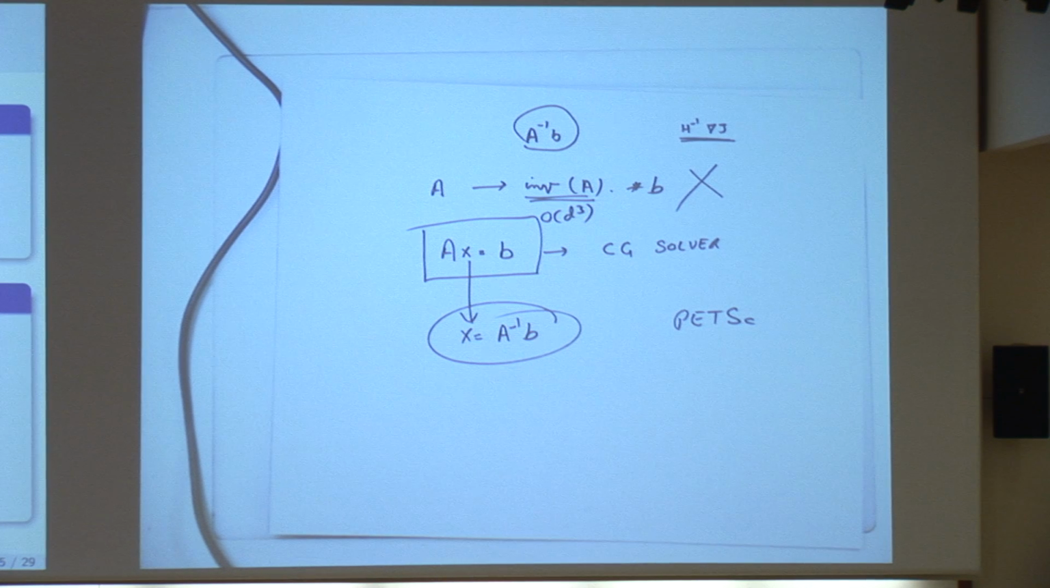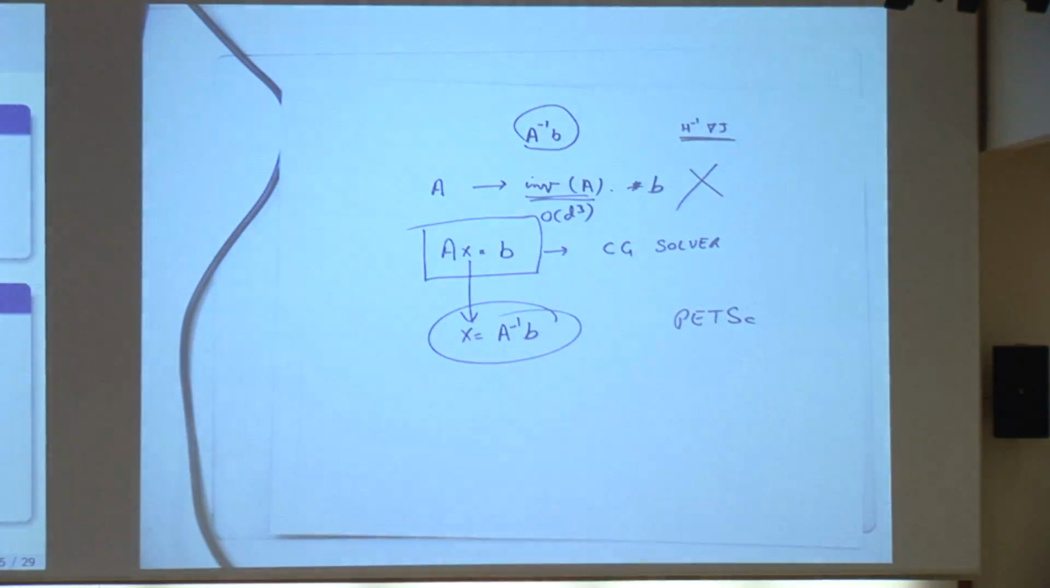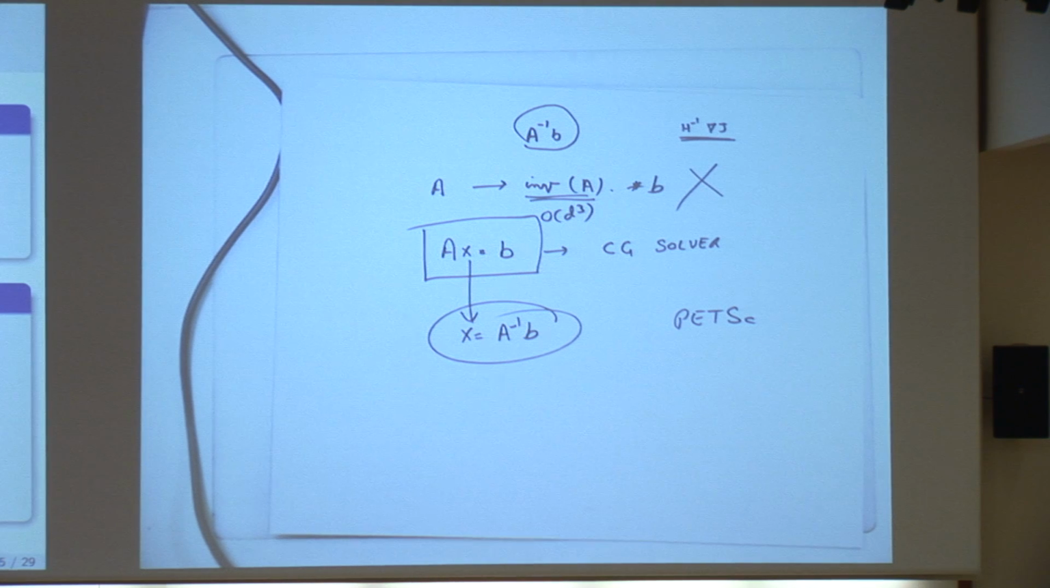If it's positive definite, why CG and not Cholesky? You can do Cholesky. If you want to solve the system many times over, then you want to do Cholesky. But if you want to do a one-shot computation, you want to do CG. Because Cholesky is order d cubed work, while CG is only order d squared times the effective rank.